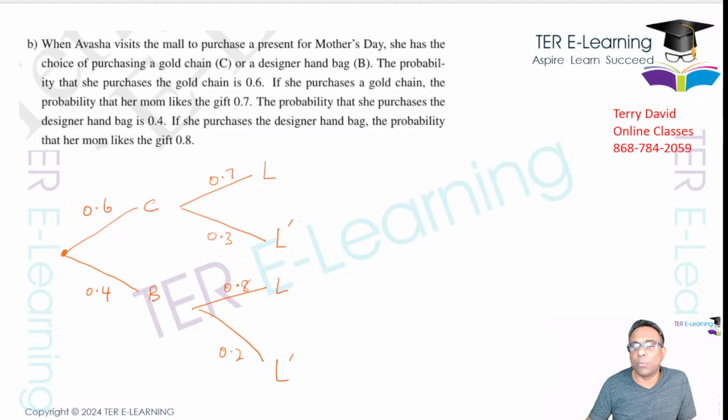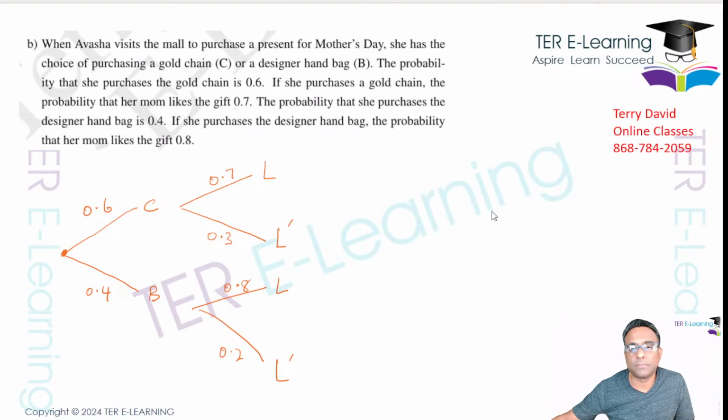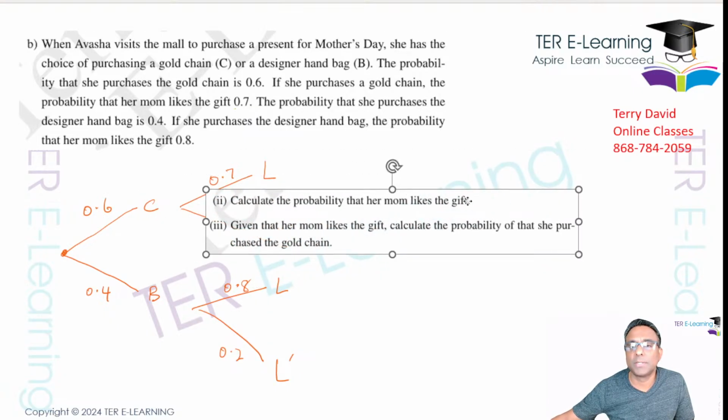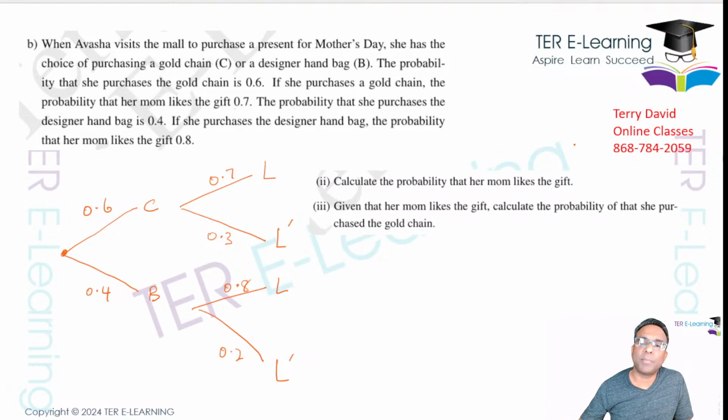Right, now let's see what we're gonna do now. Let me see if you all can answer this. I'm just gonna put a question close to the diagram. Those of you saying you're good at probability here, the question says, calculate the probability that her mom likes the gift. Let's see what you all can get with this.